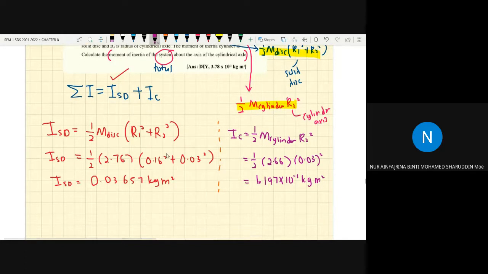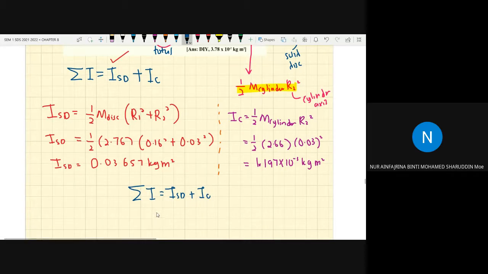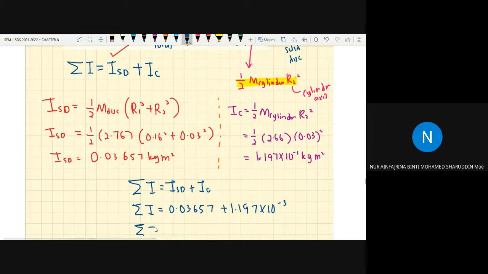But then we need to find it for the whole system. For the whole system, it is the solid disk plus the cylinder. The moment of inertia of the solid disk plus the cylinder: the solid disk's moment of inertia is 0.03657 plus 1.197 times 10 to the power of negative 3. Press the calculator and you will get 0.0378 kg meter squared. Okay, can?